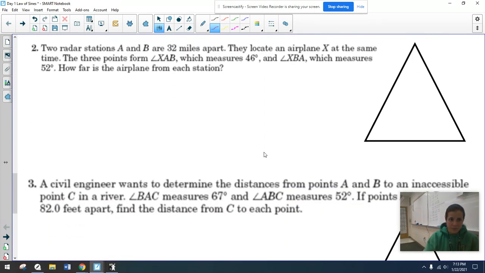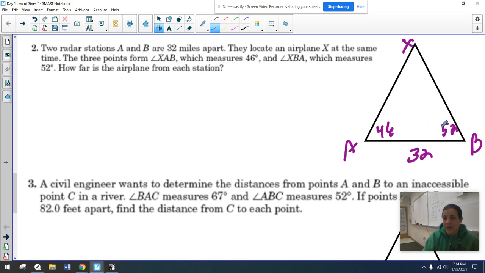Okay, down here, 2 radar stations, A and B. So let's just make an A and a B, and they're 32 miles apart. Okay, they locate an airplane X at the same time. The 3 points form angle XAB, which measures 46. So XAB, that is 46 degrees. Okay, so I had to put A and B. I had to put the 32 there. I had to make sure angle XAB was 46. And then it says XBA is 52. So XBA is 52. And then it's the same thing.